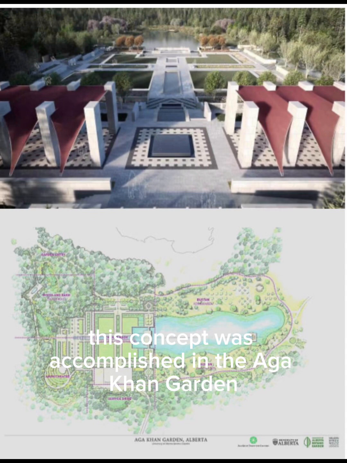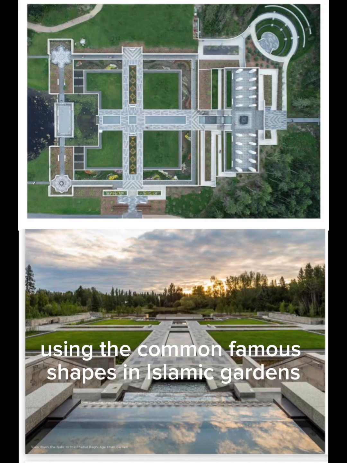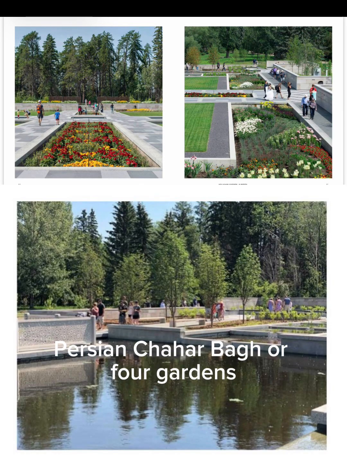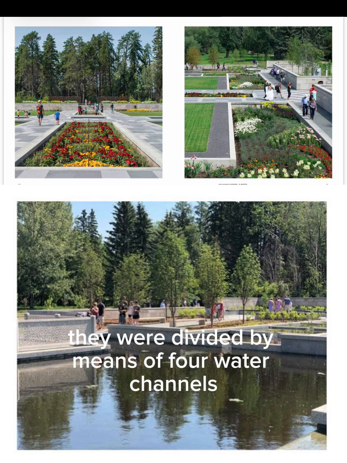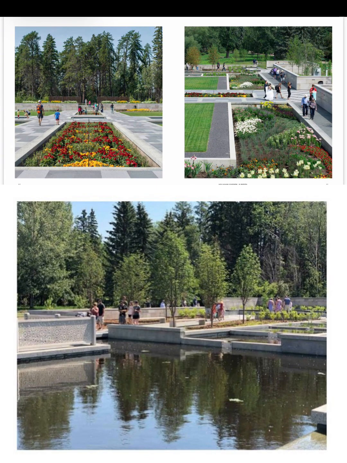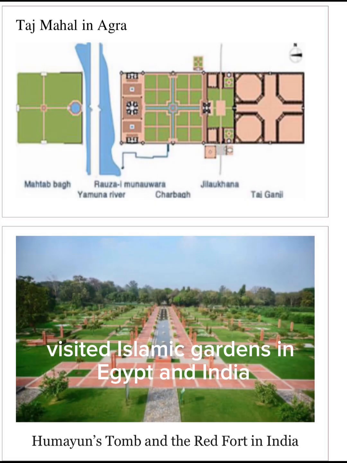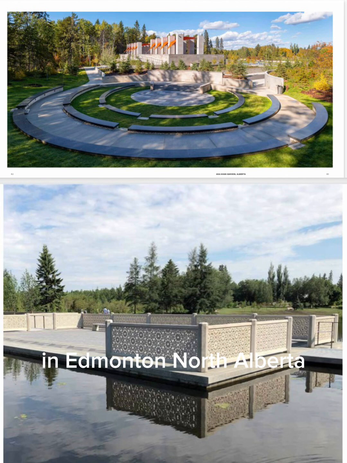This concept was accomplished in the Aga Khan garden designed by Thomas Waltz, using the common famous shapes in Islamic gardens called the quartered garden, Persian Chahar Bagh, or four gardens. In other words, they were divided by means of four water channels. Thomas Waltz of Nelson Byrd Waltz Landscape Architects visited Islamic gardens in Egypt and India to come up with an Islamic garden for the 21st century in Edmonton, North Alberta.